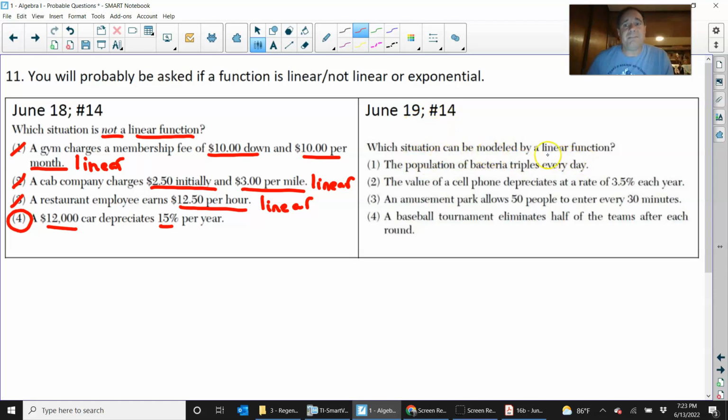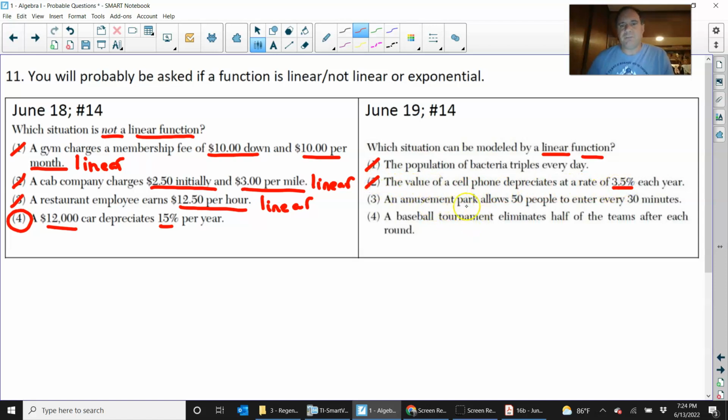Which one can be modeled by a linear function? The population of bacteria triples every day. No, if it triples every day, it starts at a number and triples, then goes to that number and triples again. That's not a constant rate. That's not linear. The value of a cell phone depreciates at 3.5%.